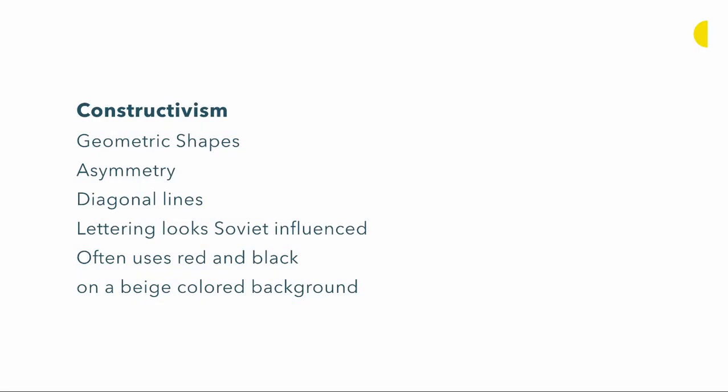Let's take a look now at Constructivism. You'll notice that it shares some of the style qualities with Suprematism, including the lettering looking Soviet-influenced and often uses red and black on a beige-colored background. But we add to it geometric shapes, asymmetry, in other words, not divided in the middle and even on both sides, but asymmetrical, and diagonal lines.